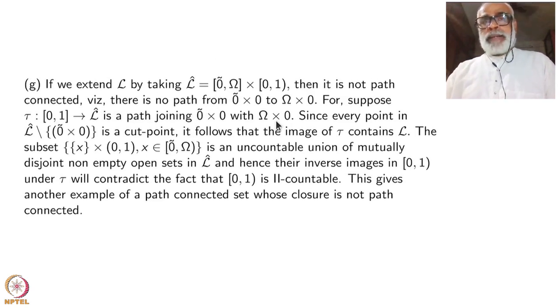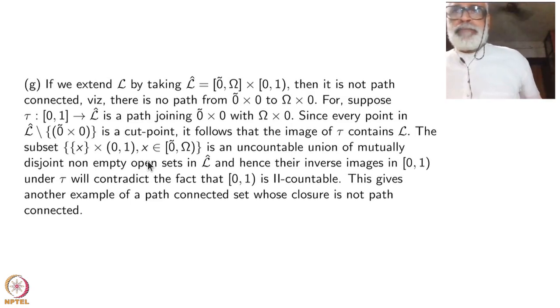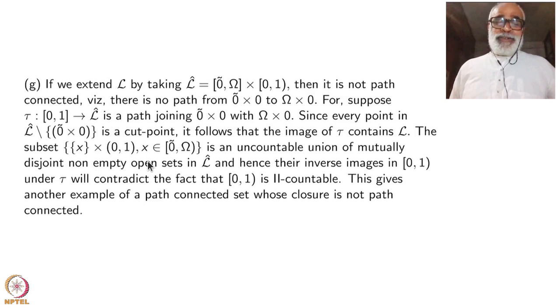If you have a path from one point to another point and there is a cut point separating these two points, the path must go through that one. This is like the intermediate value theorem, right? So we are using the intermediate value theorem here. So it has to go through that one. That means you have uncountably many discrete points inside 0, 1. That is not possible.